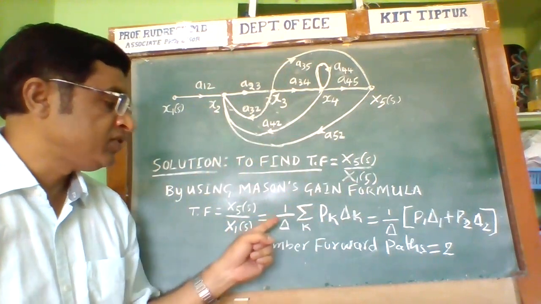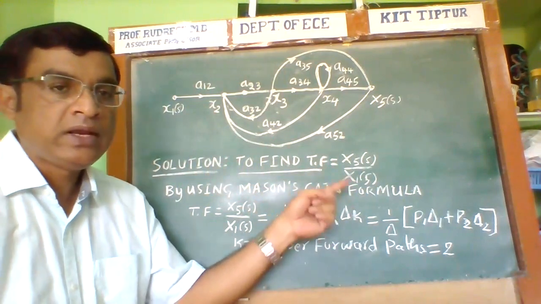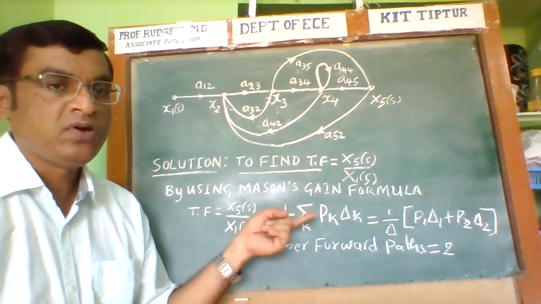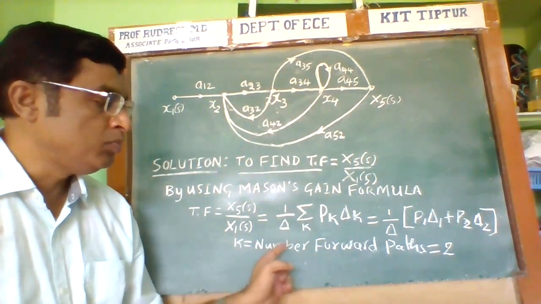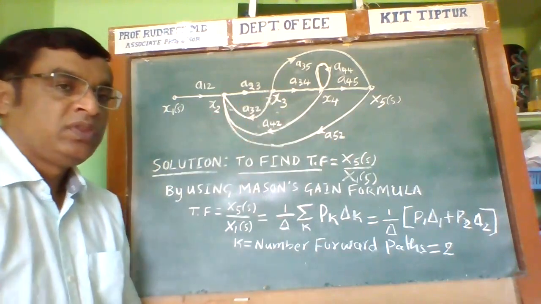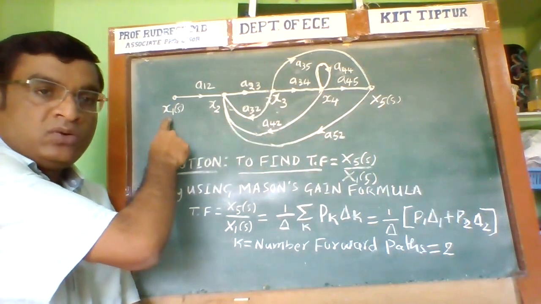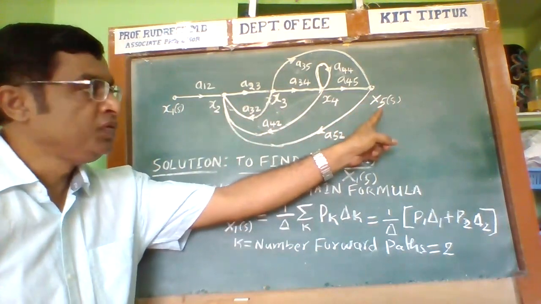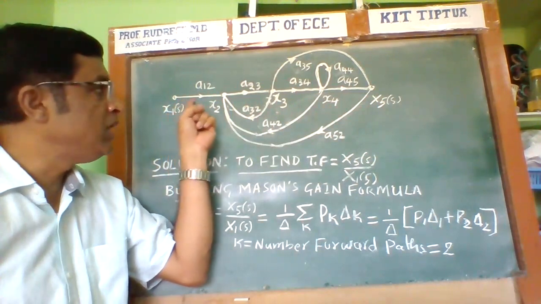Mason's gain formula states that 1 over delta times the sum of Pk into delta k. Now, what is Pk? Pk means the gain of the kth forward path, where k is the number of forward paths. After observing this particular graph, there are two forward paths. The first forward path starts from the input node X1(s) and ends at the output node X5(s) without crossing any node more than once. This is the main forward path.